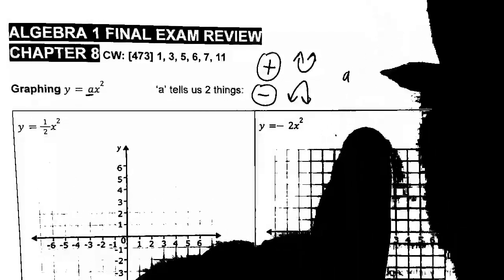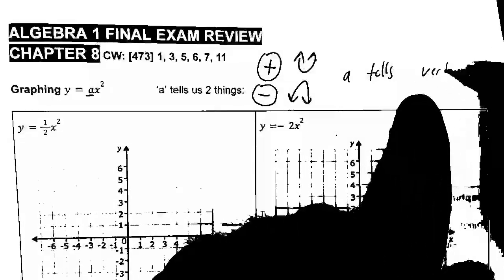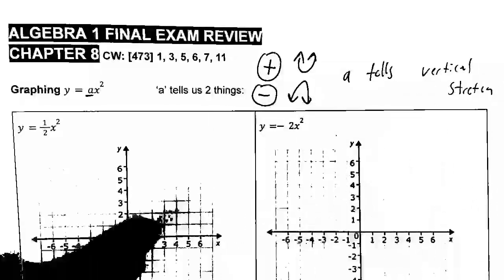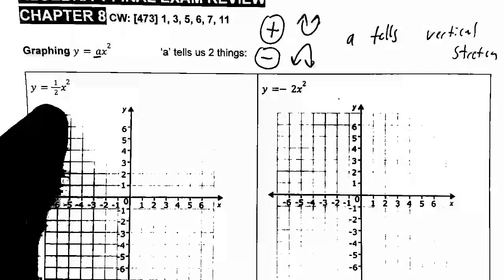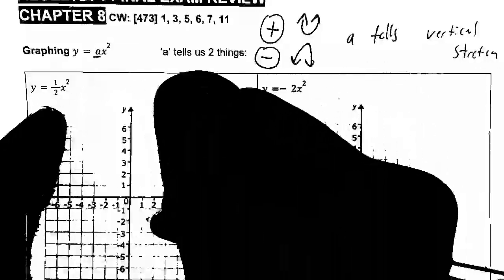And a also tells you the vertical stretch. It's called vertical stretch. Okay. Is this going up or down, this one? 1/2 x squared. Up or down? Up. Okay.